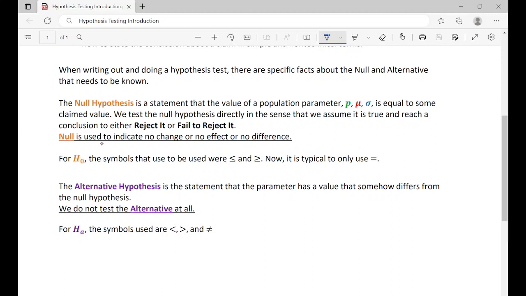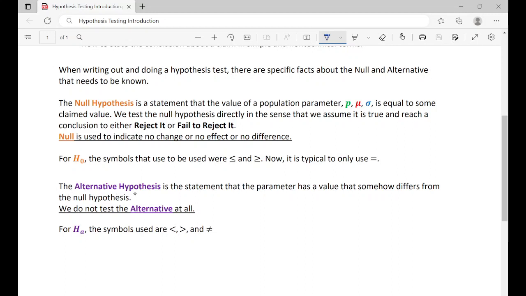The null is used to indicate no change or no effect or no difference. So for H sub naught, for the null hypothesis, the symbols that used to be used were less than or equal to and greater than or equal to, but now it's typical to just use equal to in the symbolic form.